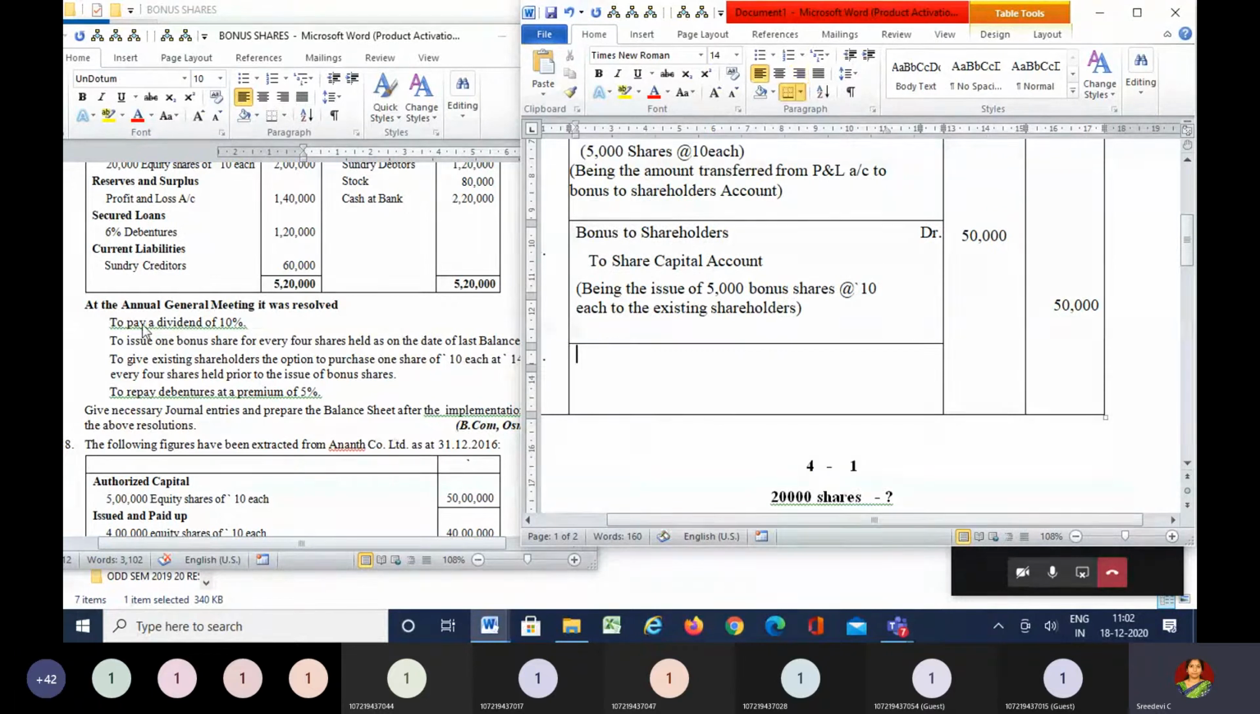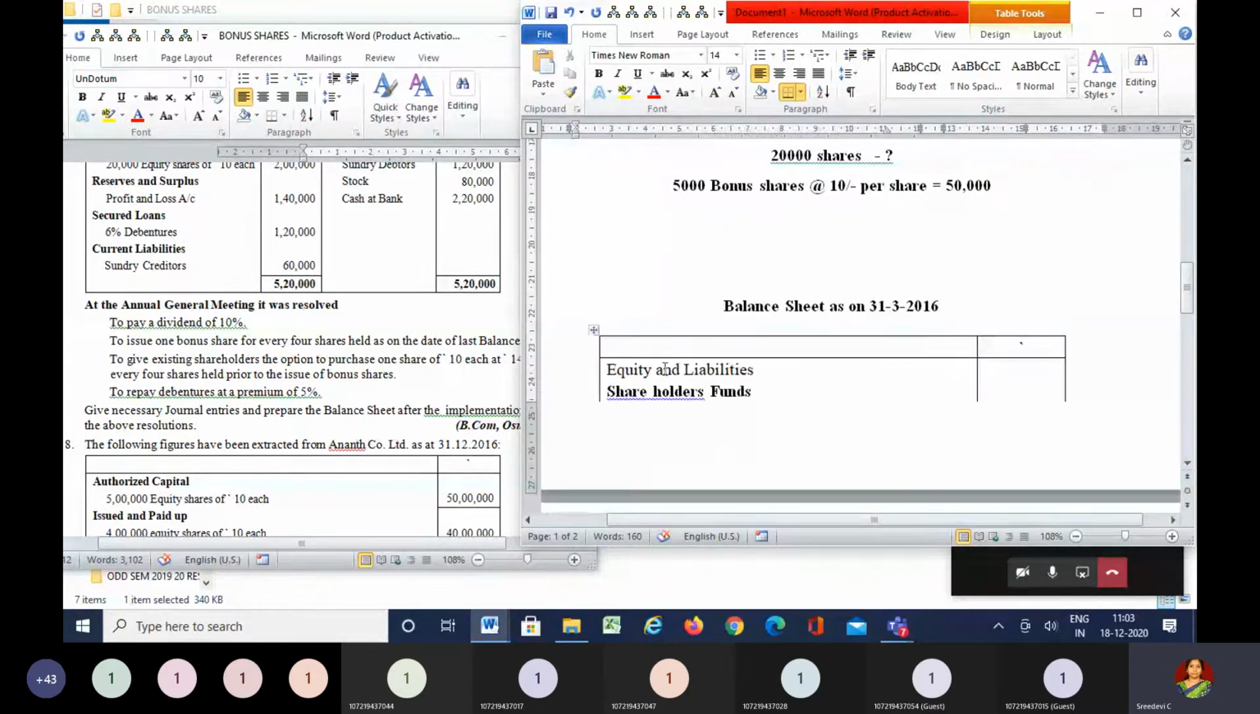Now coming to the next one, that is the third resolution, which is to give existing shareholders the option to purchase 1 share of rupees 10 at 14 rupees for every 4 shares held prior to the issue of the bonus shares. So as you can see, prior to the issue of the bonus shares, there are 20,000 shares in the company. So accordingly, when you are calculating the right shares, the right shares will be issued as 5,000 shares, which is at the rate of 10 plus 4. That means 10 is the face value and 4 rupees is the premium.